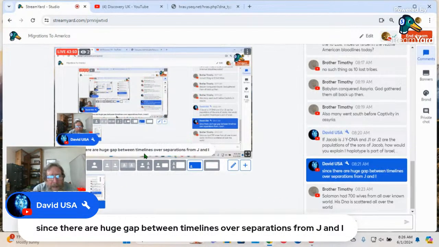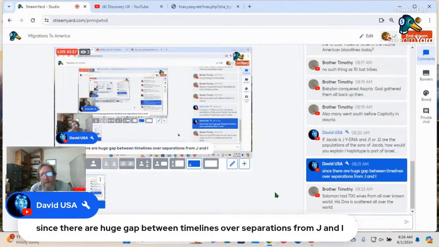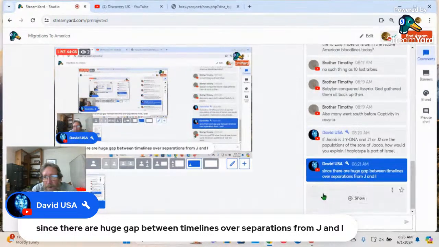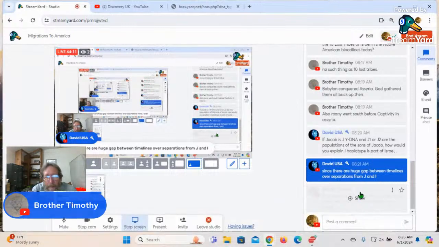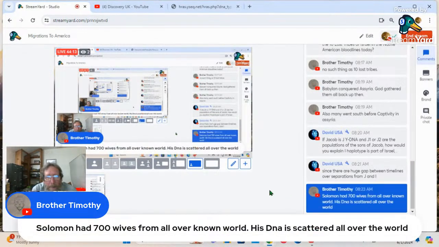Since there are huge gaps between timelines over separation from J and I, well, according to their estimation, there's a huge timeline of the separation, but then again, their dating method is like twice as old as what it should be, and I don't believe in such a huge separation. It's just mostly a separation of distance rather than time.